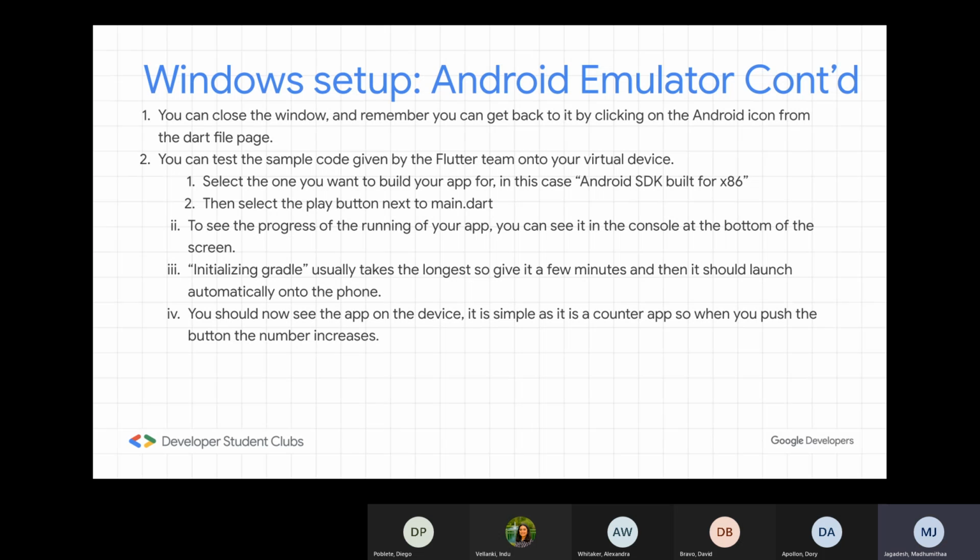You can see the progress of your app in the console at the bottom. And if you see something called initializing Gradle, it just takes a few minutes to launch everything automatically onto the phone. And you should see the app on the device. If you do it with the sample code, then it's the counter app.